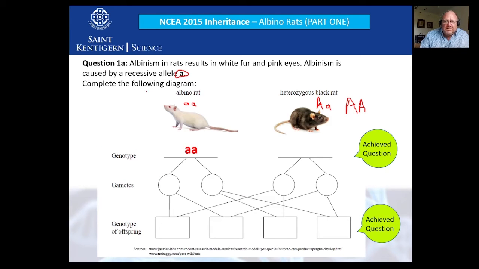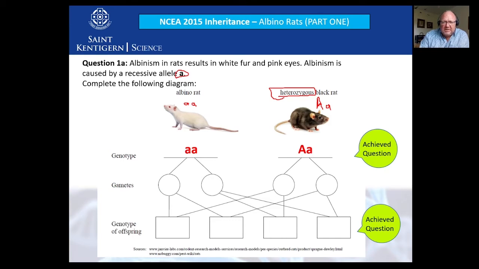Okay, so complete the following diagram. Now, if we look at this, it's just a very complicated Punnett square, to be honest. So if you put the genotype of this guy down, you're going to have homozygous recessive, and this one can be both. Oh, it can't, because they give you that heterozygous black rat. Okay, so now that we know that, if it's heterozygous, we have to put that.